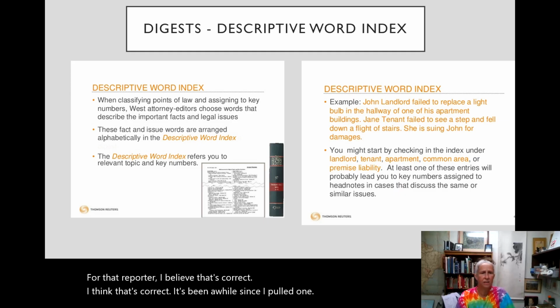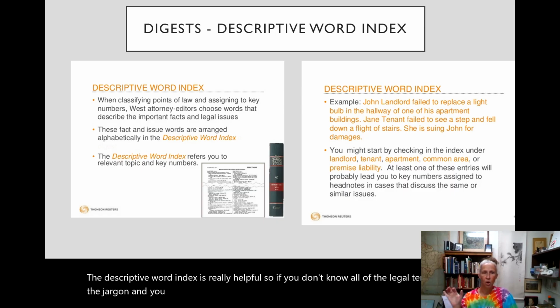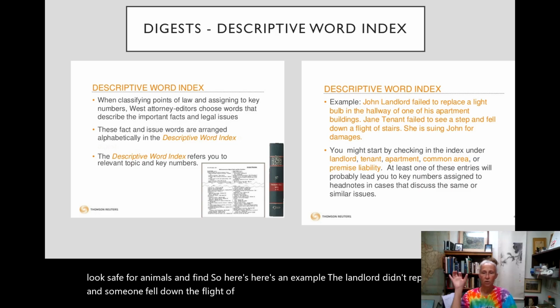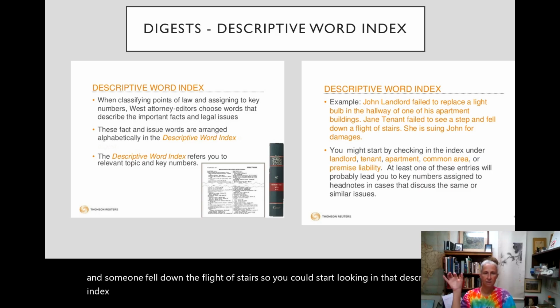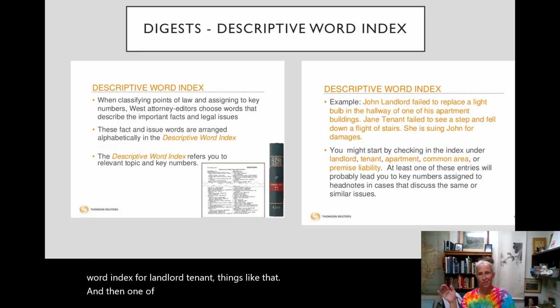The descriptive word index is really helpful. So if you don't know all of the legal terms of art or the jargon, and you just have some words, you can go back to that descriptive word index and look, say, for animals, and find. So here's an example. The landlord didn't replace a bulb, and someone fell down the flight of stairs. So you could start looking in that descriptive word index for landlord, tenant, things like that. And then one of them, they say, is going to lead you to that key number.